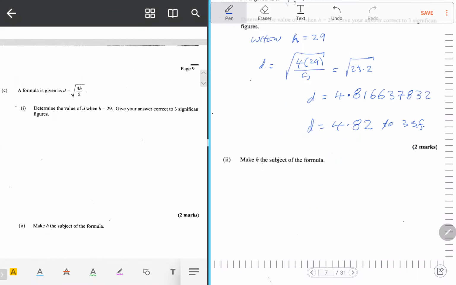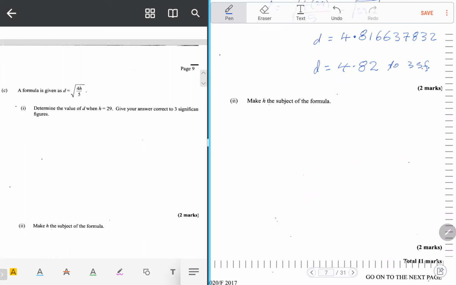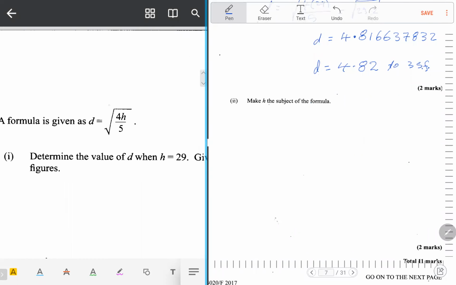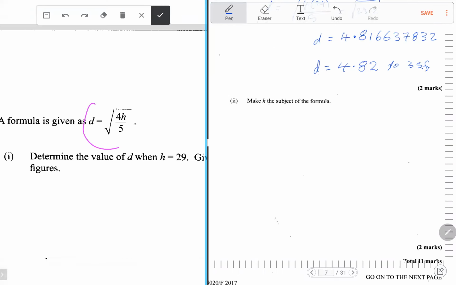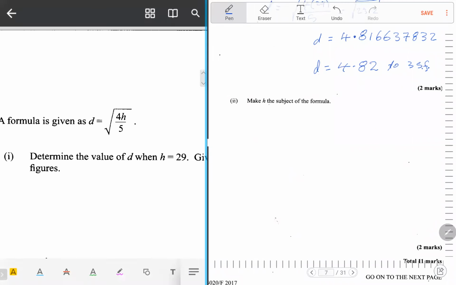The next part now says you must make h the subject. Now remember, this is what we're trying to do: make h the subject of this formula. What we're going to do is rewrite the equation and put h on the left side. If we want to make h the subject, we want to leave h on the left side. So we're going to rewrite the equation as this: square root of 4h over 5.